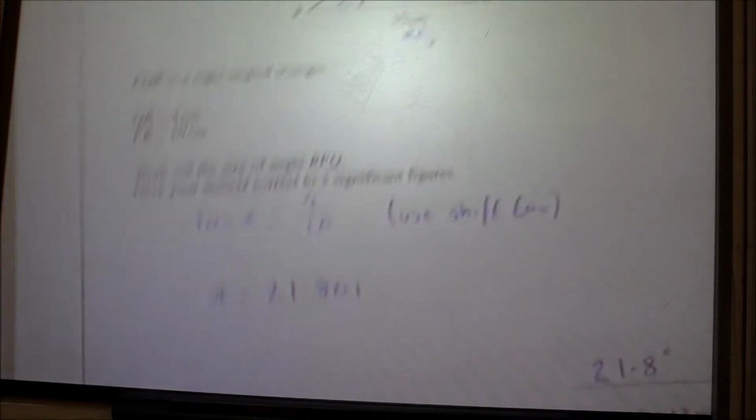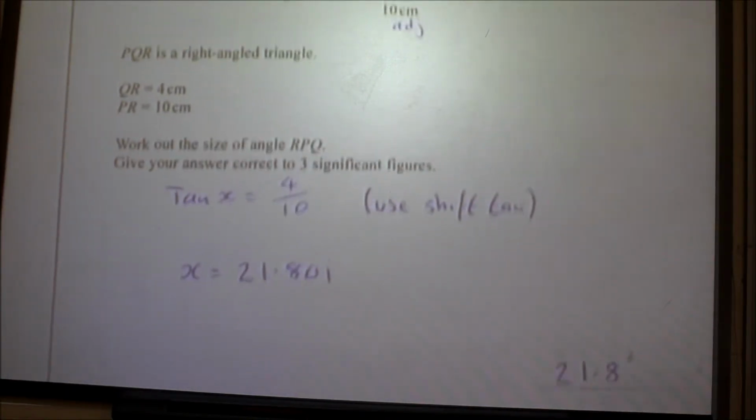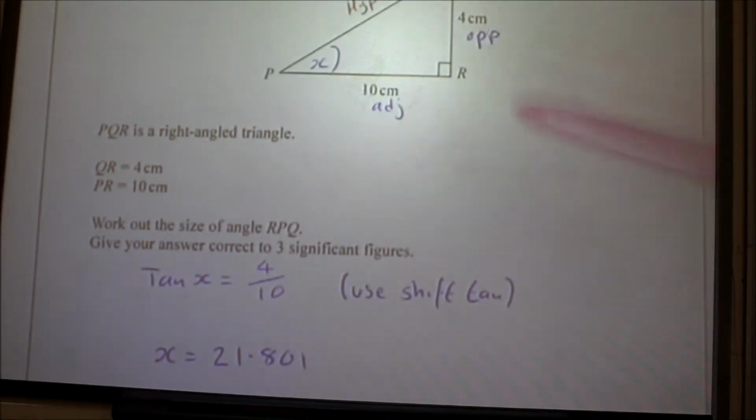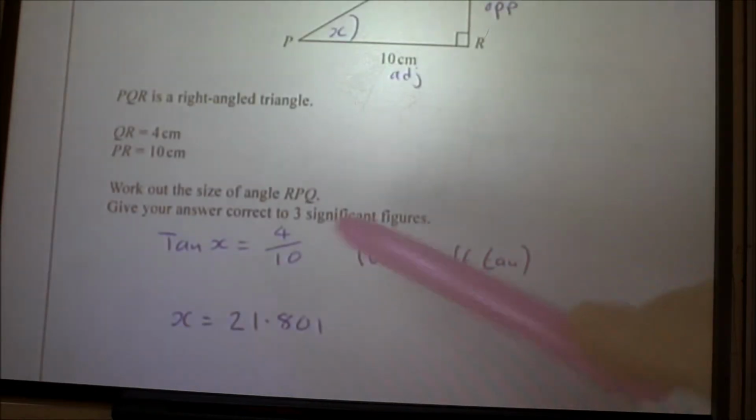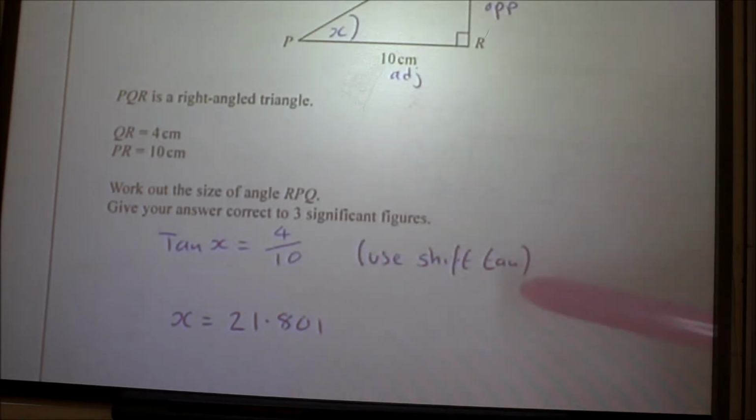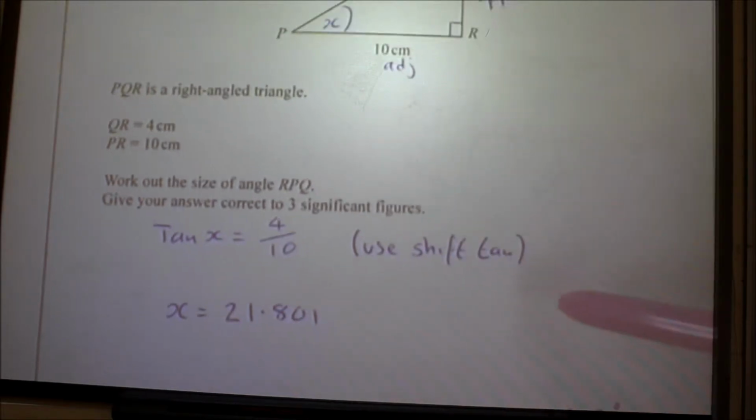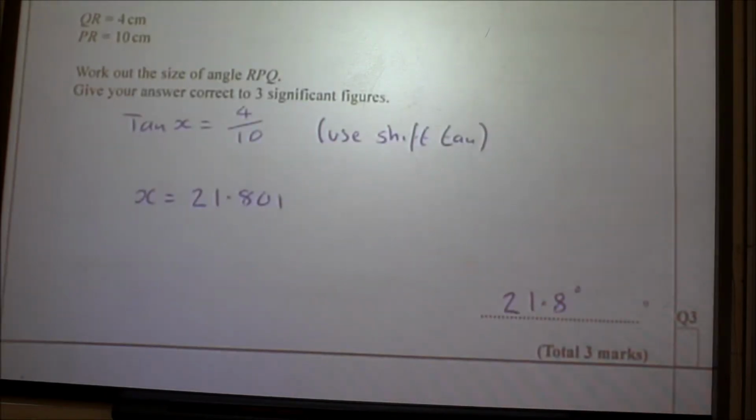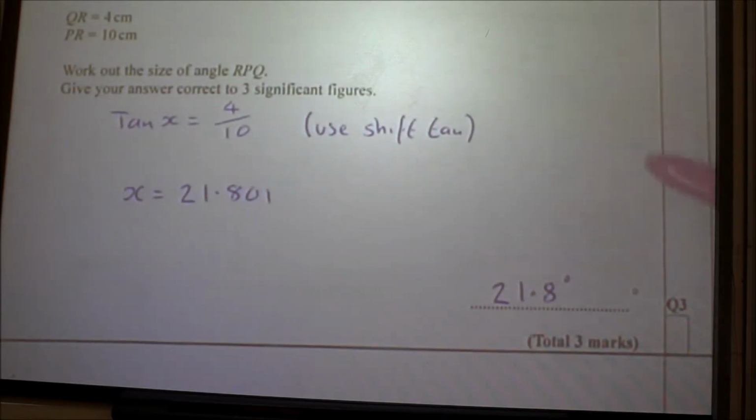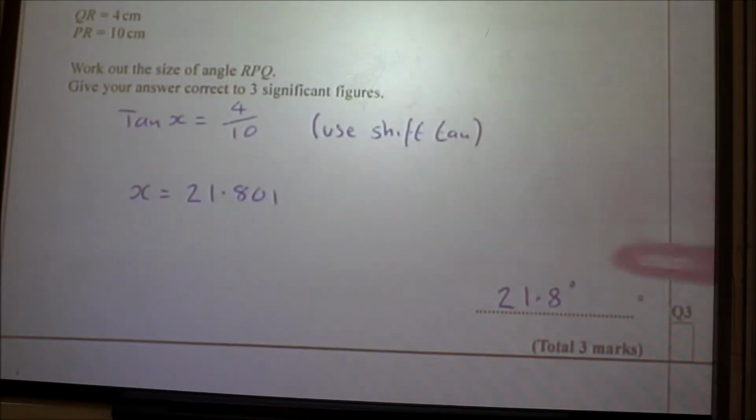Question number 3. Here's a right angled triangle. Labelled it again, hypotenuse, opposite, and the adjacent. We're using tan because we know the opposite and the adjacent, so tan equals opposite over adjacent, so it's 4 over 10. Because we're finding an angle, it's using shift tan, and to 3 significant figures, it's 21.8 degrees. These should be relatively simple 3 marks for you.